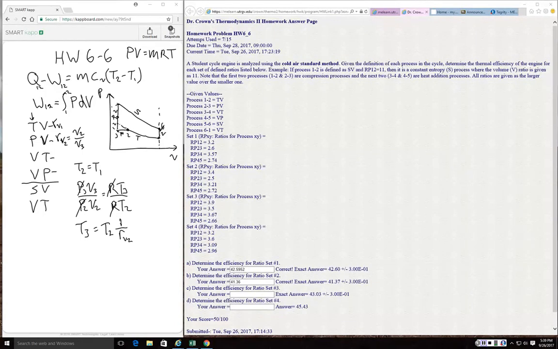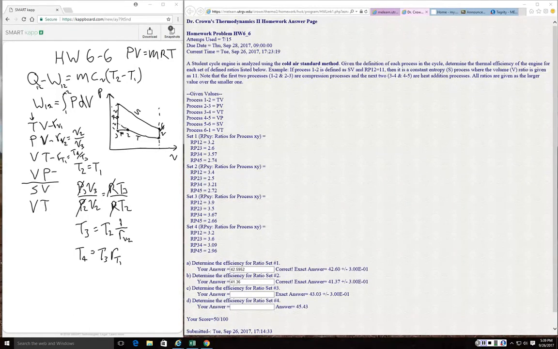Okay, then I have T4 for the next process. It's a temperature ratio that's given, so that's going to be T1 equals the higher, which would be T4 over T3. So this is just going to be T3 or T1, 1 being the first temperature ratio that I'm using.